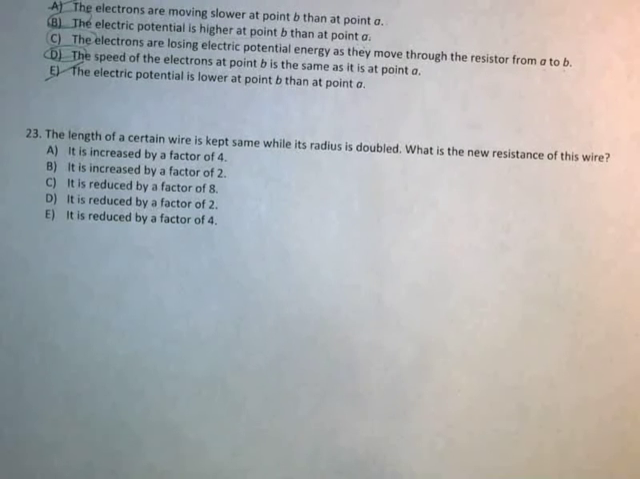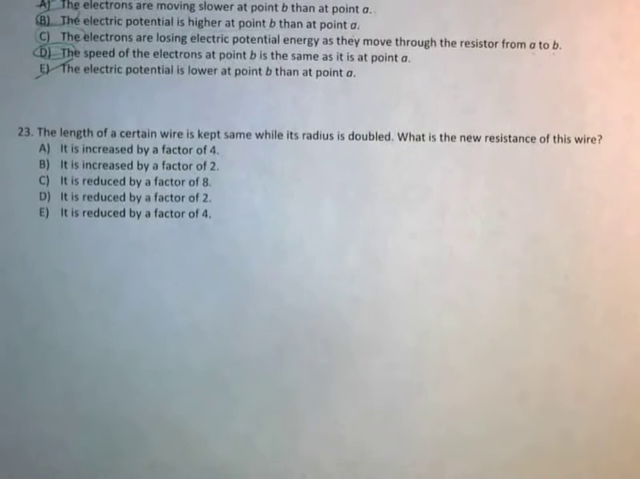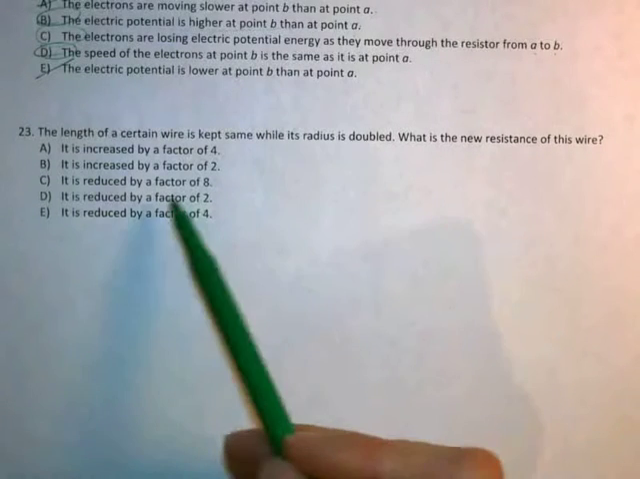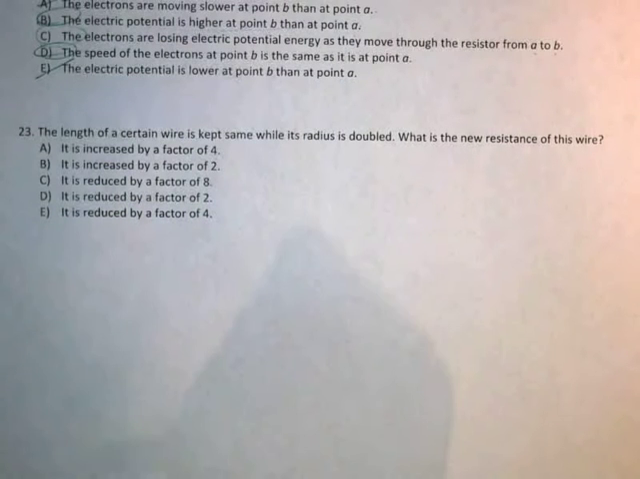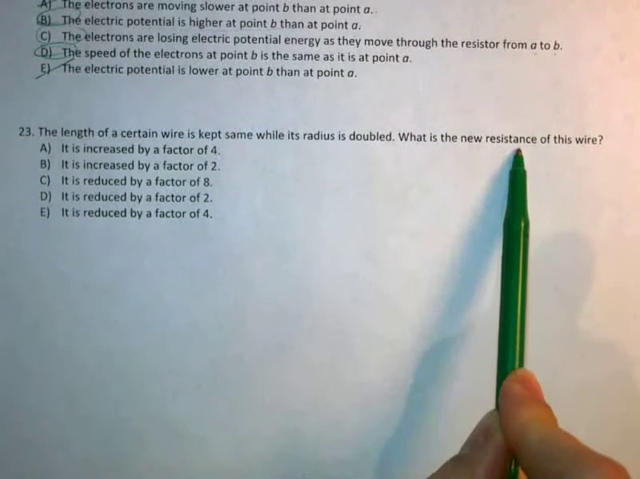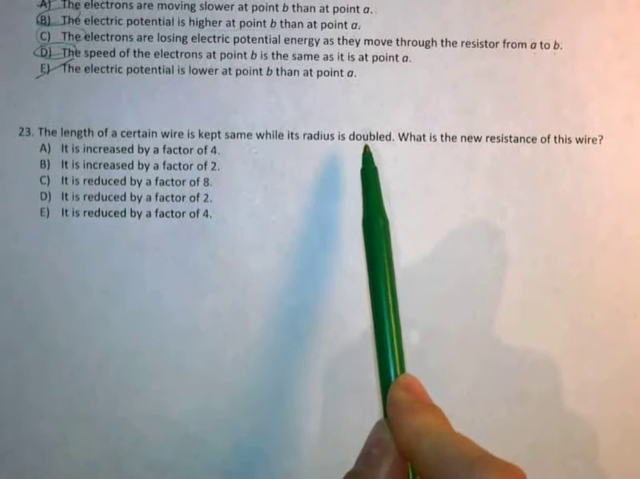Next is: the length of a certain wire is kept the same while its radius is doubled. What is the new resistance of this wire? So this is a factor type question. I tend to put one factor style question on every test, so you should probably expect to see something, not necessarily this question, but something that asks by what factor something has changed. So we have the length of the wire, the radius of the wire, and we're looking for the resistance. And we are not changing the material.